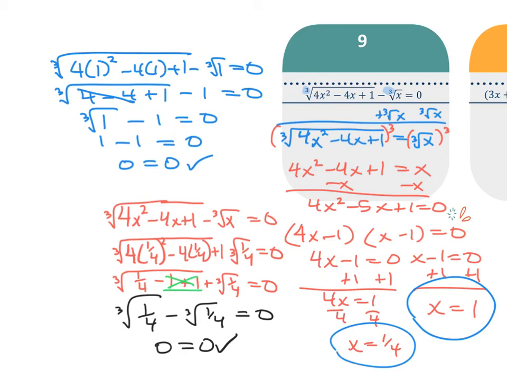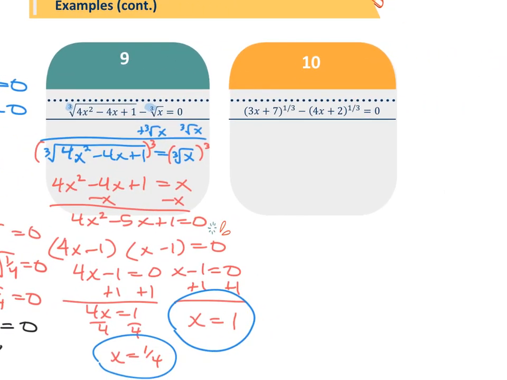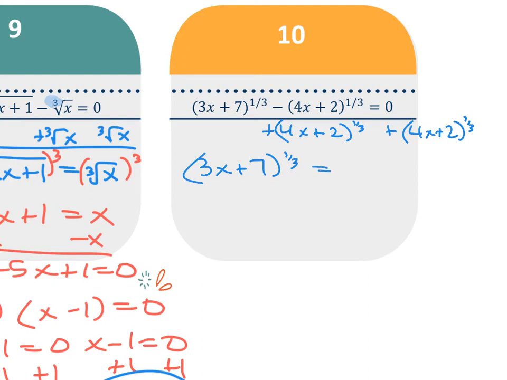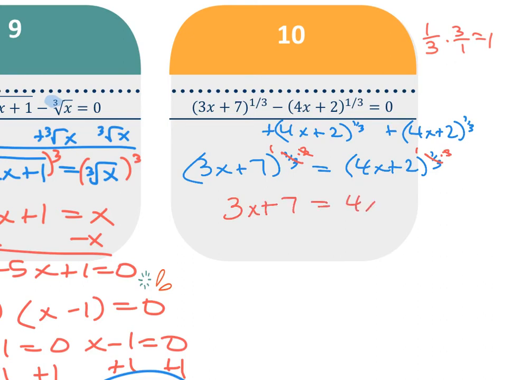Now we have an equation where we have something raised to a fraction exponent. So again, remember on these, we're going to isolate and then we're going to raise it to the power that's the reciprocal. Let me go ahead and add 4x plus 2 raised to the 1/3 power to both sides. 3x plus 7 to the 1/3 power equals 4x plus 2 to the 1/3 power. I'm going to raise both sides to the reciprocal power. So the reciprocal of 1/3 is 3. Remember, whenever you multiply a fraction by its reciprocal, the answer is 1. So this just becomes 1s. So now I'm just left with 3x plus 7 equals 4x plus 2.